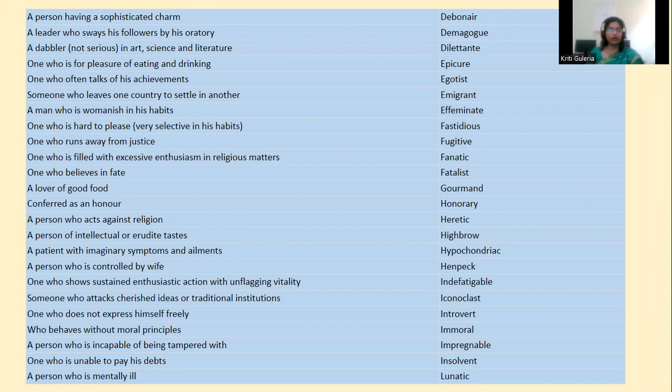Someone who leaves one country to settle in another: emigrant. And there is another word which is not mentioned here: one who comes into one's country becomes an immigrant in that particular country. But when he leaves his own country to settle in another country, then in his own country he is referred to as an emigrant.